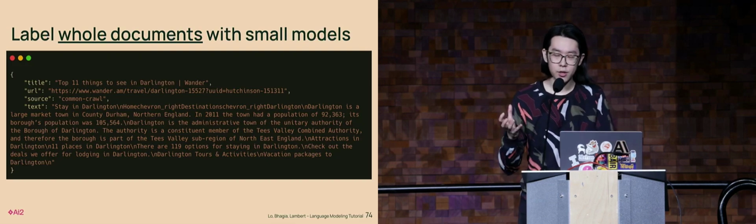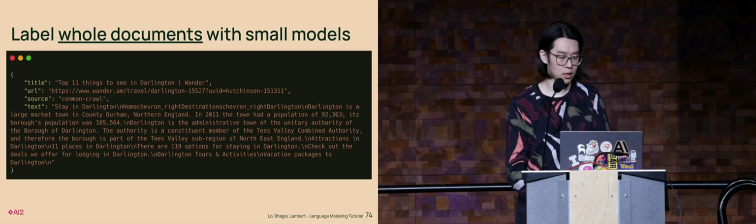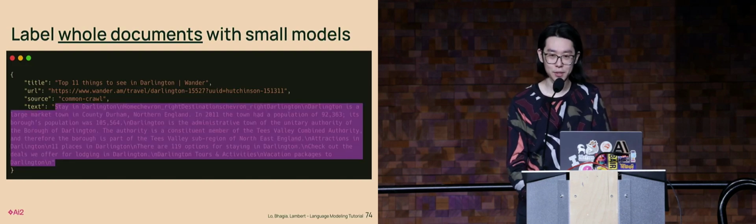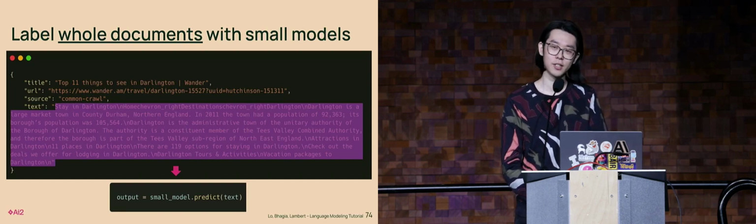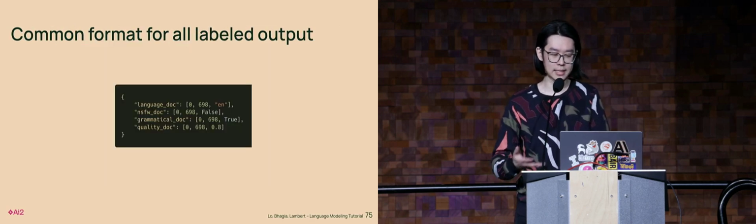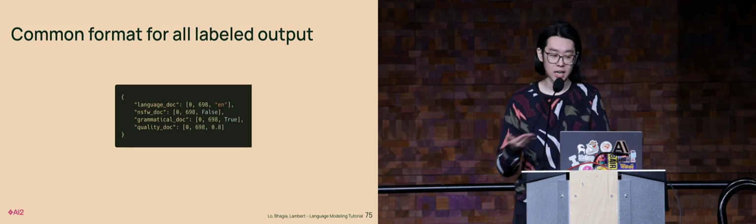Let's think about another little tiny detail, seemingly, that actually has ramifications on filtering and tagging your documents. So I could take this document and I can label the whole document with a small model. So take this purple stuff and toss it into my fastText classifier, and I'll get some output, and hopefully this thing is tagged as good or bad quality. And I can represent this output like so. I can think about, oh, my text classifier classifies: is this English or not?